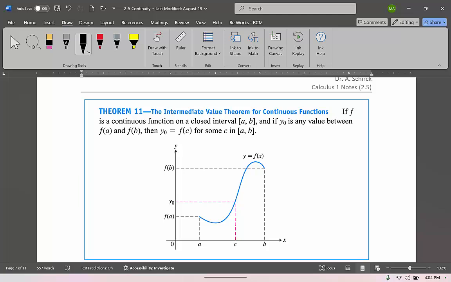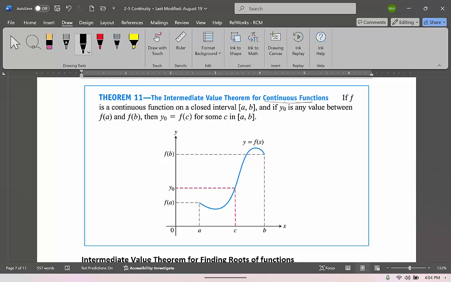And the Intermediate Value Theorem basically says if you have a continuous function, so f is a continuous function on a closed interval from a to b, so we see in the picture here we're looking at the interval from a to b, okay? And if y sub 0 is any value between f of a and f of b, so we see it's between f of a and f of b, then y0 equals f of c for some c in (a, b).